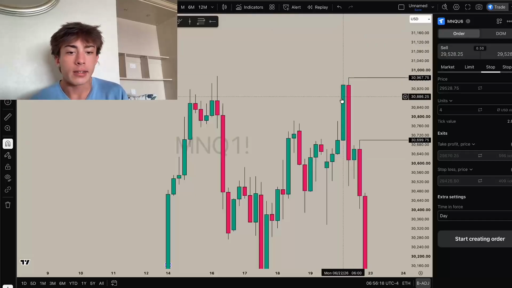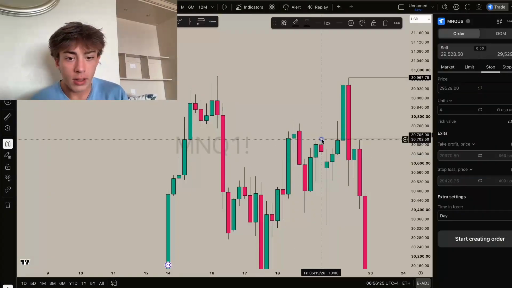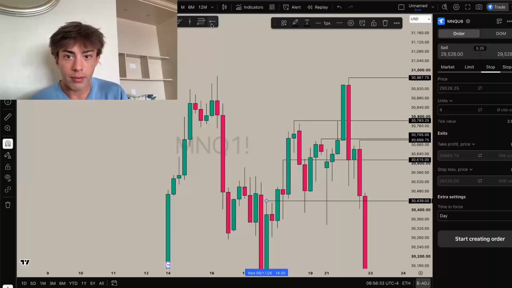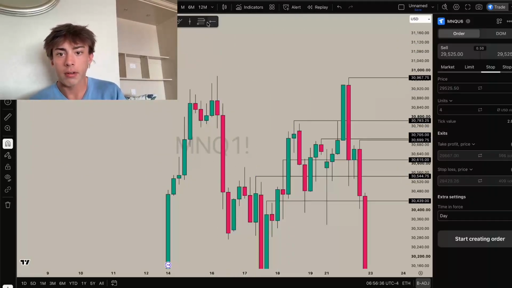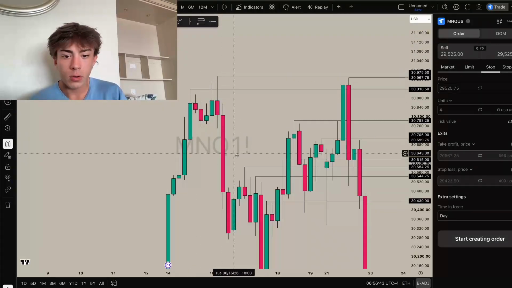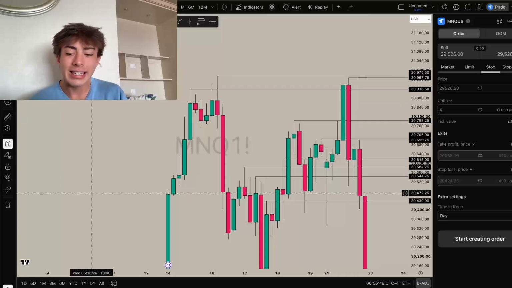Second high here, same scenario. Green candle, down candle, highest point of them, high. Right here, green candle, down candle, highest point of them, that's our high. Here, green candle, down candle, highest point, high. Green candle, and so on. 1, 2, 3, 4, 5, 6, 7, 8, 9, 10 highs.